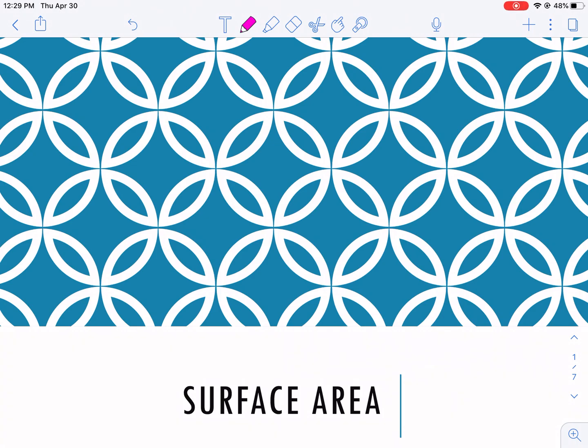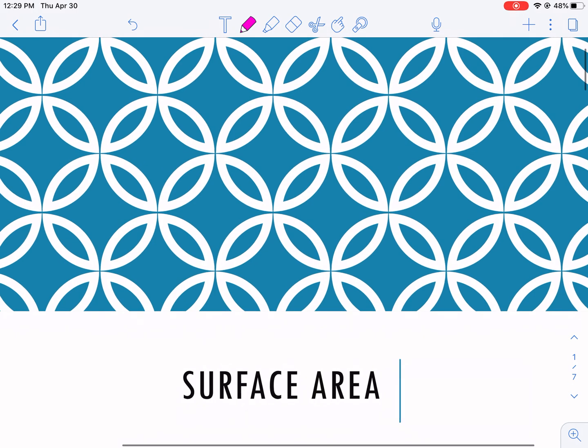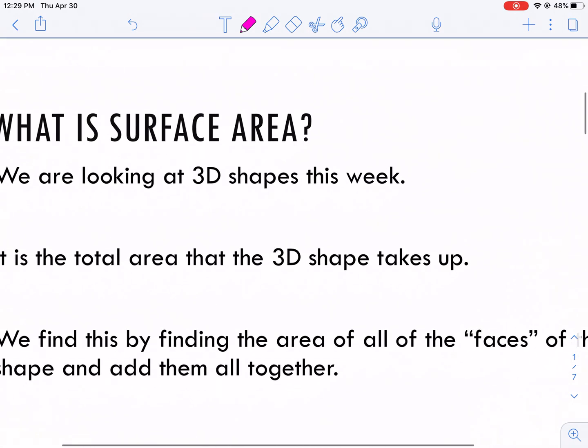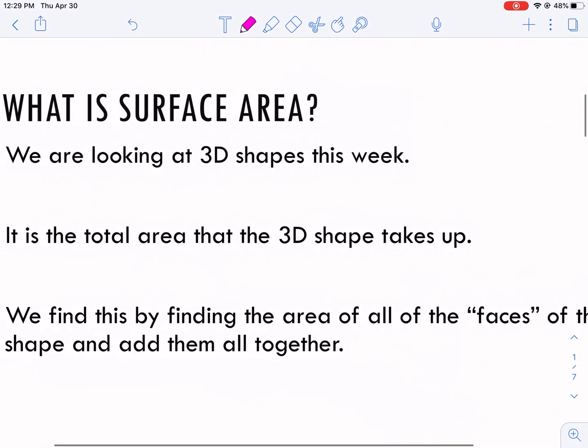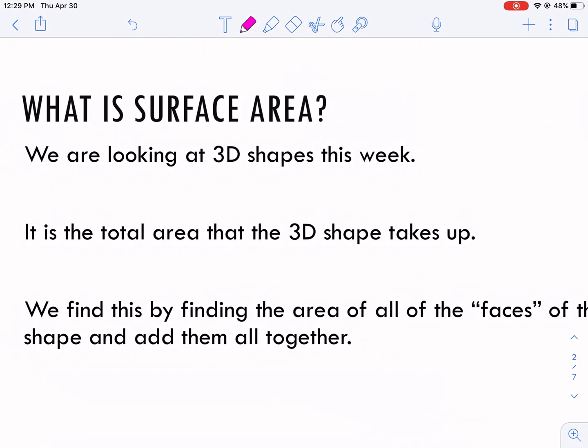Okay, so this week, for our last week of new material for remote learning, we are going to be working on 3D figures and finding information about them, specifically surface area and volume. So quick refresher, what is surface area? It is the total area that the 3D shape takes up.